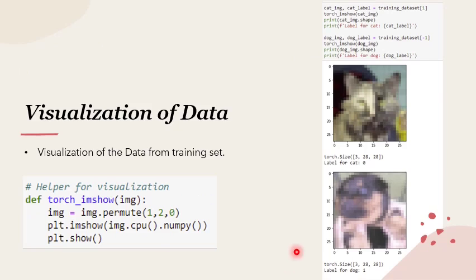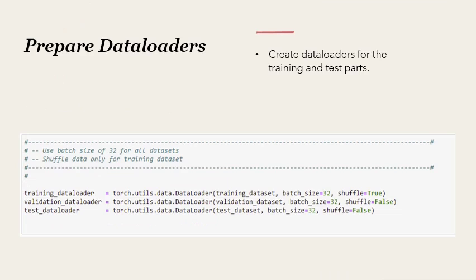Now you can see the visualization of the data from the training set, the first image. As you can see on the right-hand side, 3 is for RGB, red, green, blue, and 28 times 28 are the pixels. This is the helper for visualization, a torch image show function as we defined here. Here we create the data loaders for training, validation, and test. We need this for checking the accuracy of the network and for the training part.